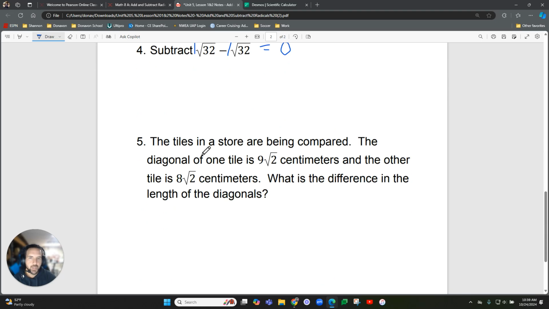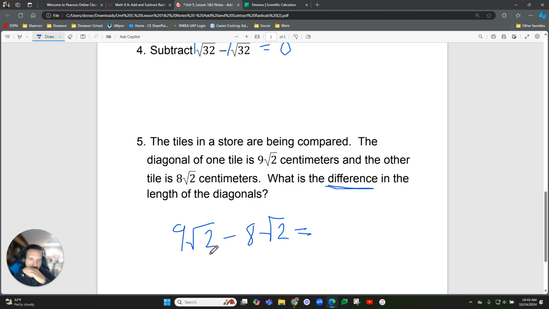All right, this one says the tiles at a store are being compared. The diagonal of one tile is 9 times the square root of 2 centimeters, and the other tile is 8 times the square root of 2 centimeters. What is the difference in their lengths of the diagonal? So this is just difference. Whenever it says difference, that is a subtraction problem. So it would be 9 square roots of 2 minus 8 square roots of 2. So the difference is 9 minus 8.